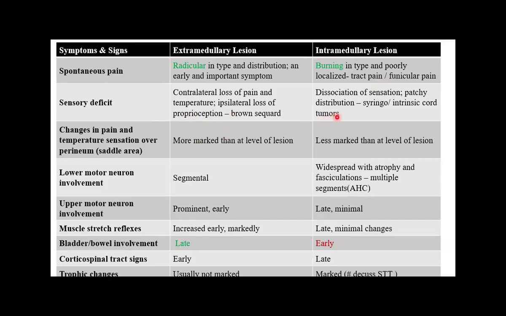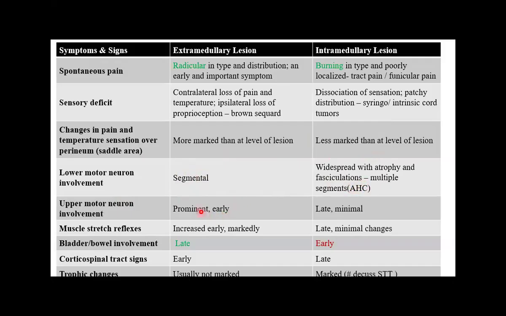In intramedullary lesion, as the lesion is expanding outside, there will be a dissociation of sensation with patchy distribution. And saddle anesthesia also is more marked at the level of lesion in extramedullary and is less marked in intramedullary lesion. And the element involvement is segmental in extramedullary, whereas it is widespread with atrophy and fasciculation with multiple segment involvement due to anterior horn cell involvement in intramedullary lesion.